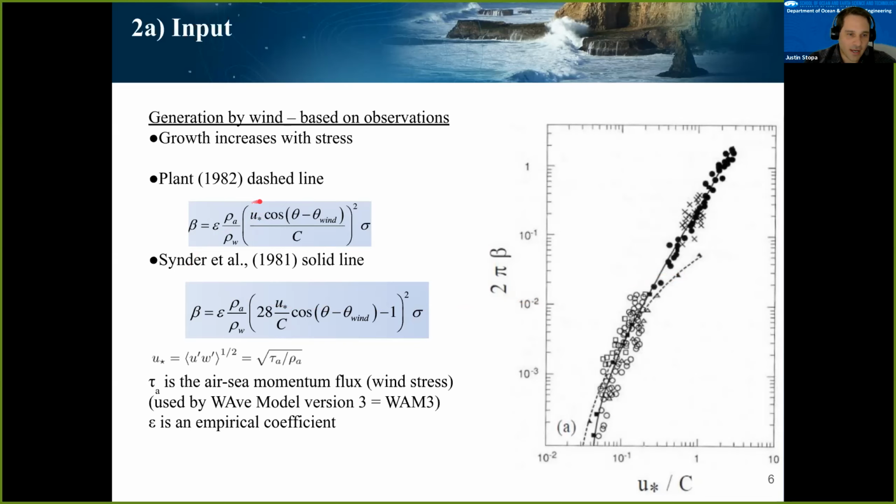Note that both of them, Plant and Schneider, have the same functional form that Miles did of U star divided by C squared. And also note that we still have that cosine of the relative direction of the wind to the wave still in the equation. So that's just more evidence suggesting that that functional form holds.